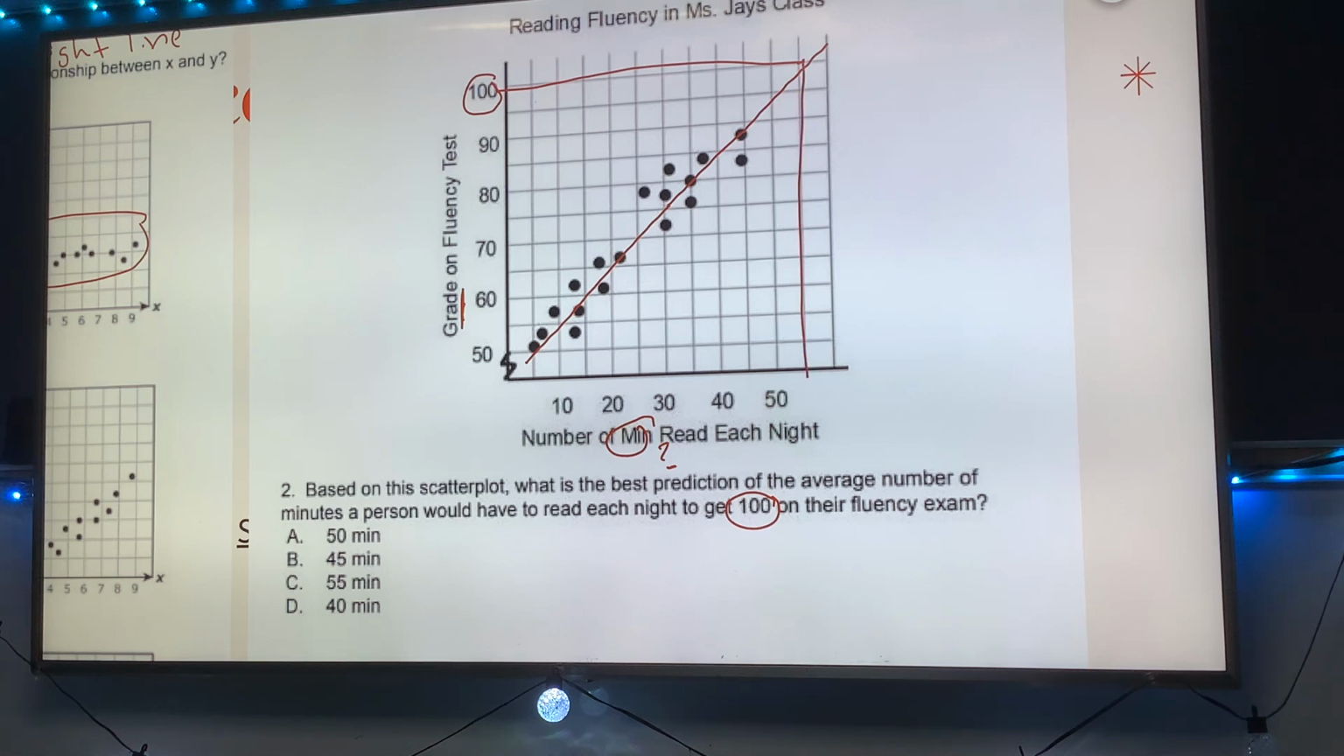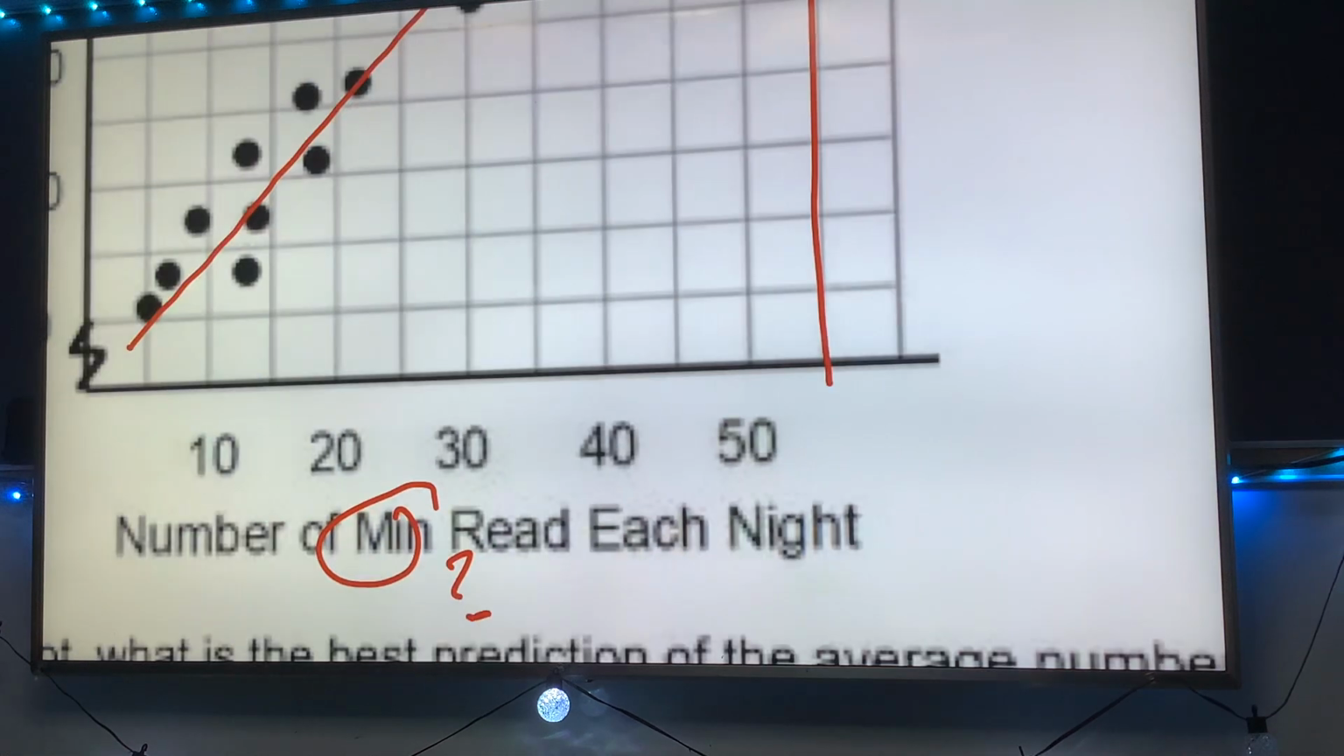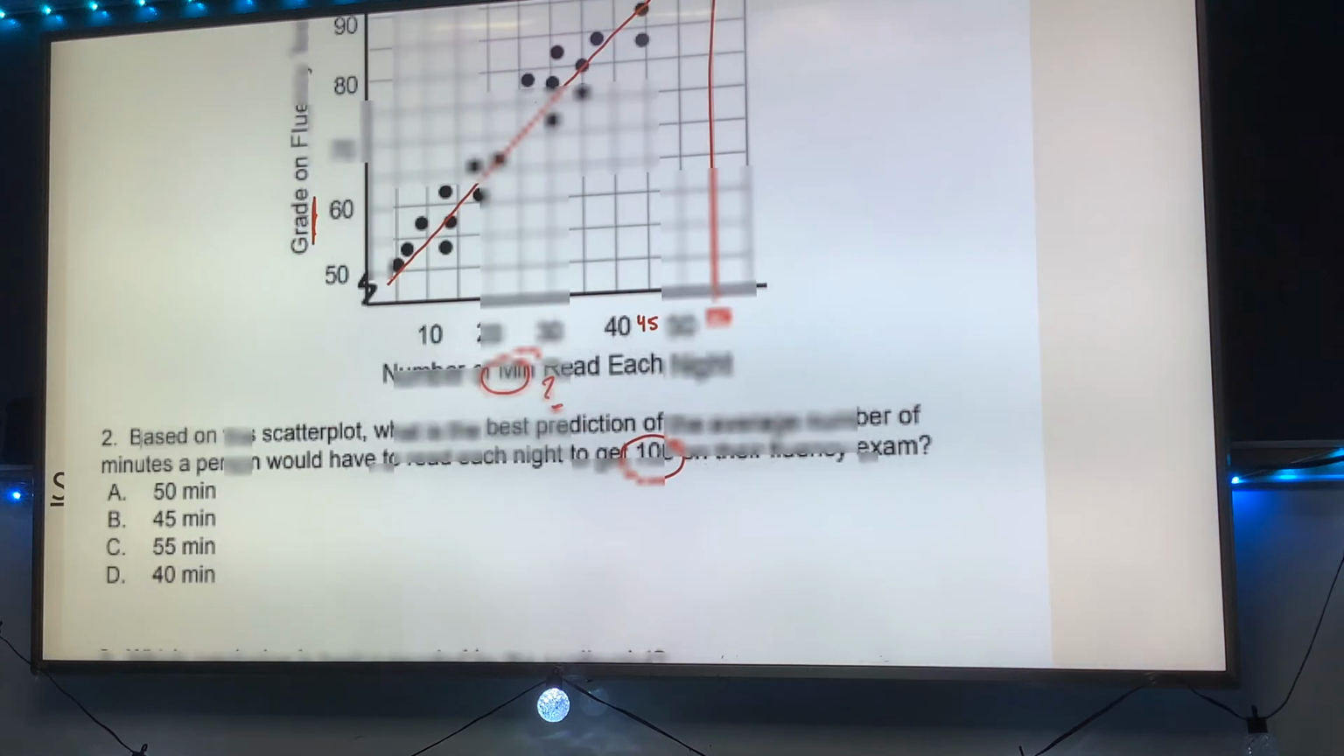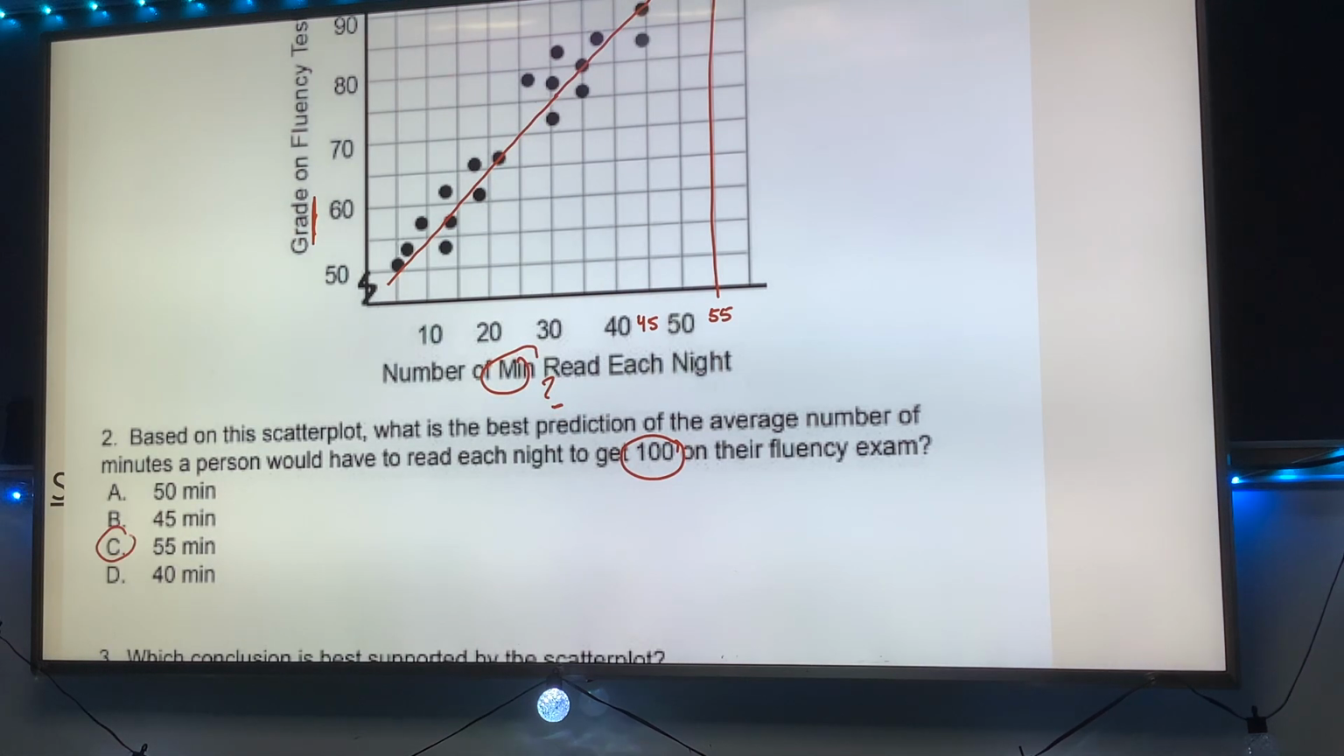And about where are we at? Well, if you look right here, you can see every other line is 10. So that would be 45, and this would be 55. So as you see right there, our answer would be 55.